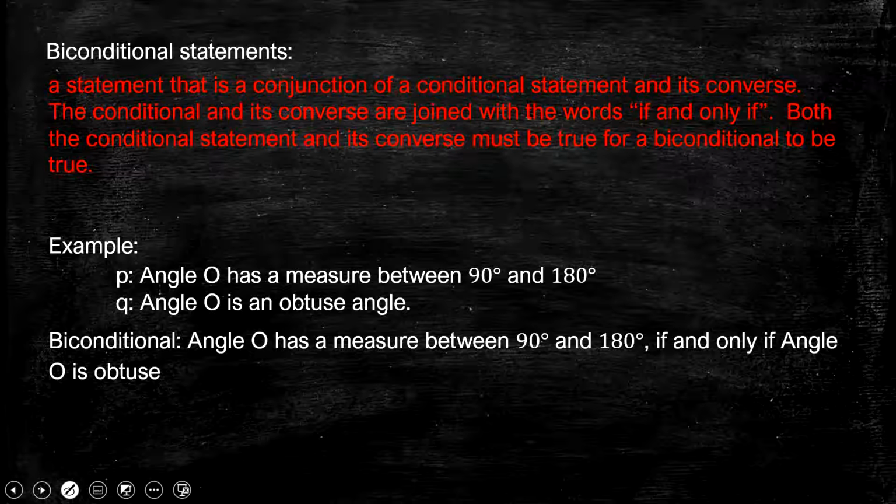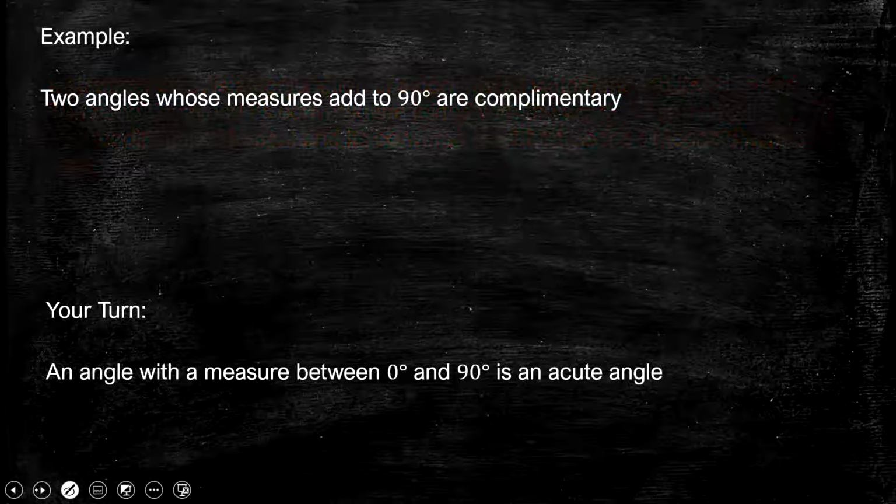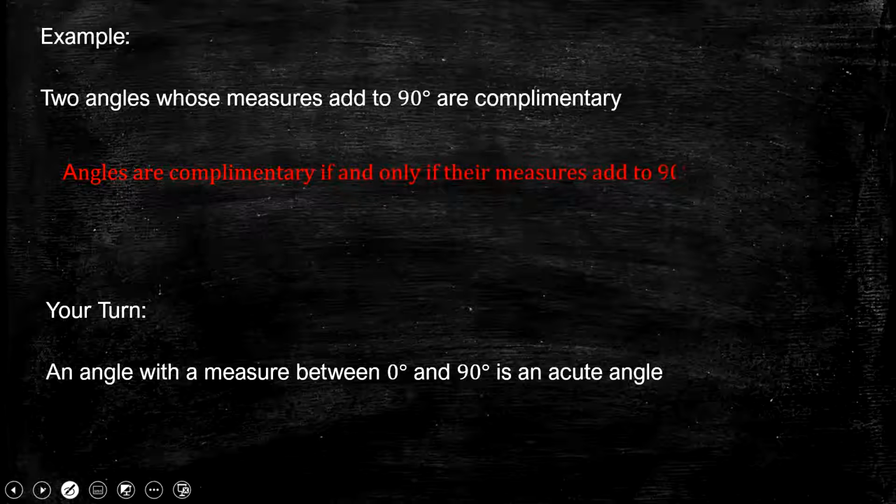Our example: angle O has a measure between 90 and 180 degrees. Angle O is an obtuse angle. The biconditional: angle O has a measure between 90 and 180 degrees if and only if angle O is obtuse. Another example: two angles whose measures add up to 90 degrees are complementary. So our biconditional statement: angles are complementary if and only if their measures add to 90 degrees.